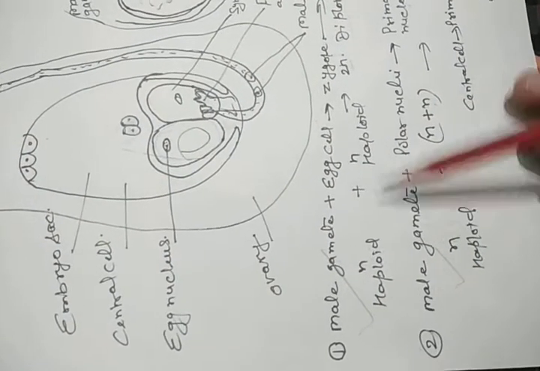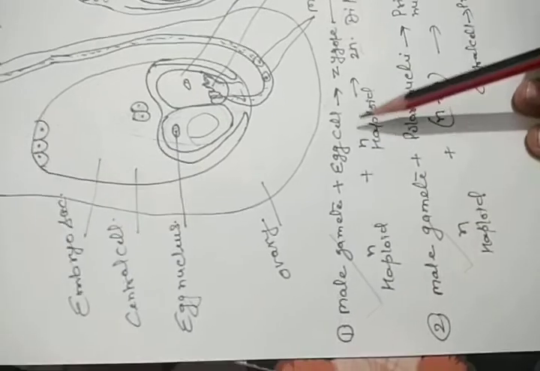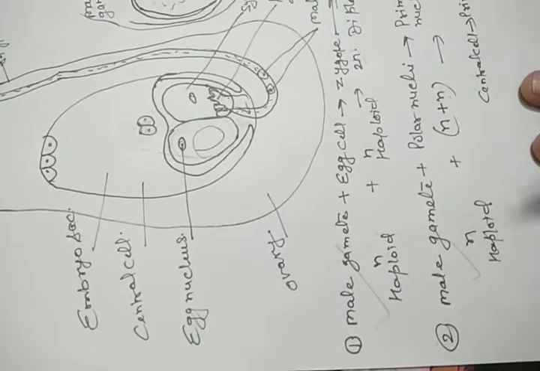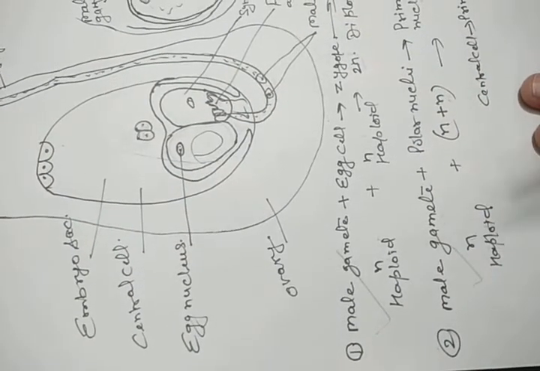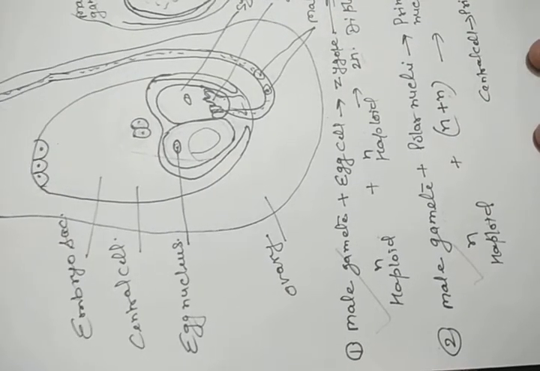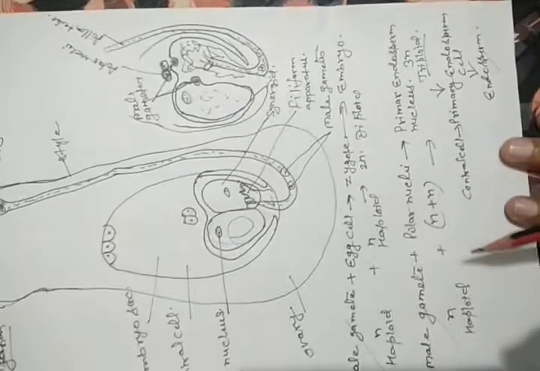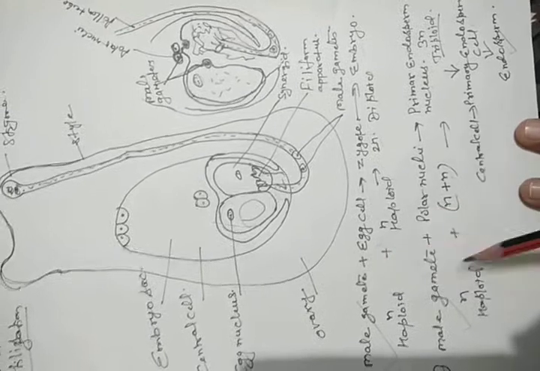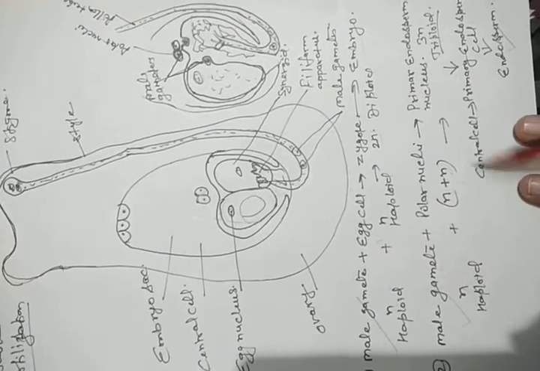So in syngamy, the male gamete fuses with the egg cell to form the zygote, and in the triple fusion one male gamete fuses with two polar nuclei to form the triploid primary endosperm nucleus. So this one is the syngamy, this one is the triple fusion. So together it is called the double fertilization.